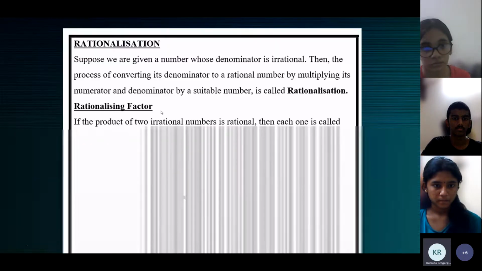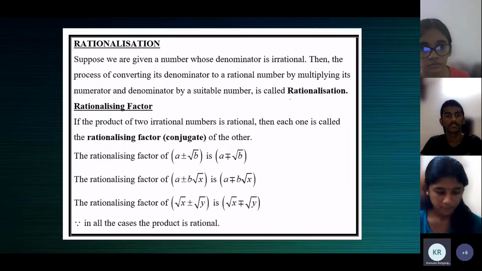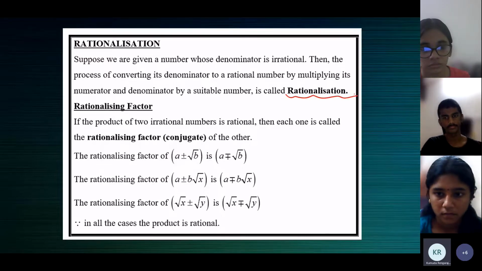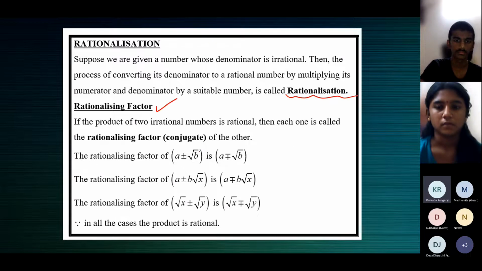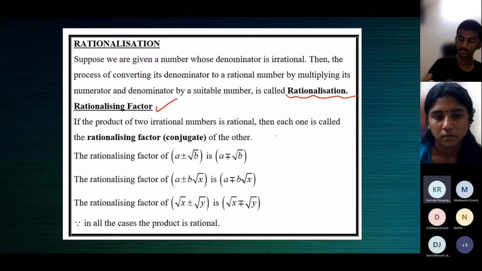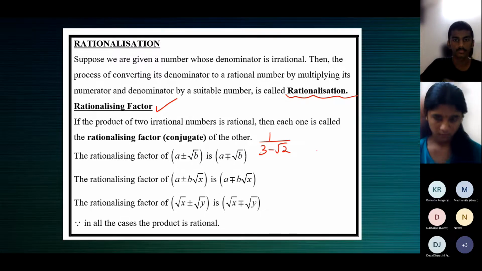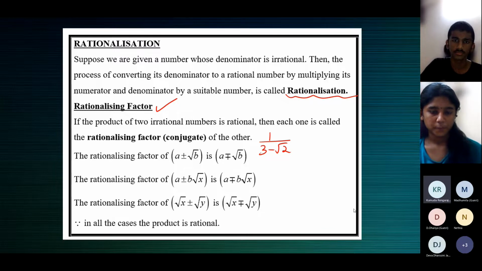Yes, children, give the heading: Rationalize the denominator. Take a screenshot. I didn't tell you about this. So that's what is rationalization. I just explained what is rationalization. Now we'll understand rationalizing factors. Now, when you have a denominator like this, 3 minus root 2.